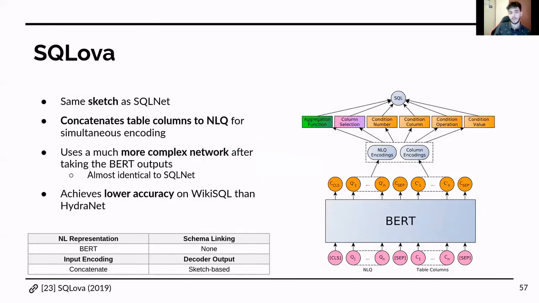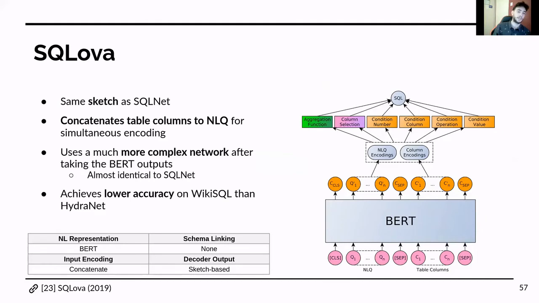SQLova also works on the Wiki SQL dataset. It is also sketch-based, using the same sketch as SQLnet. And as you might see, this top part is very similar to SQLnet. In fact, it is almost identical. The main difference from SQLnet is that SQLova uses BERT, and it concatenates the natural language query and the table columns. It gives this input to BERT, and then it uses this output to a very complex network that is essentially SQLnet. So we could say that SQLova is like SQLnet, but with BERT instead of glove embeddings.